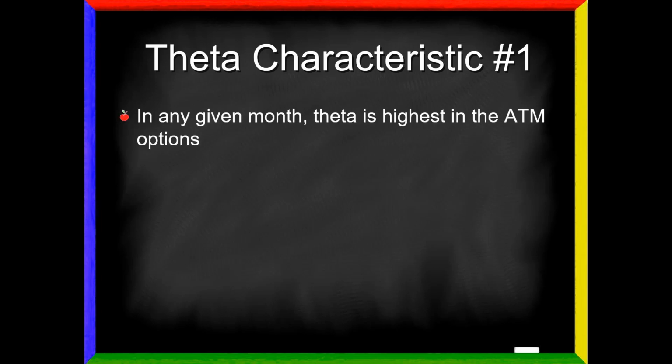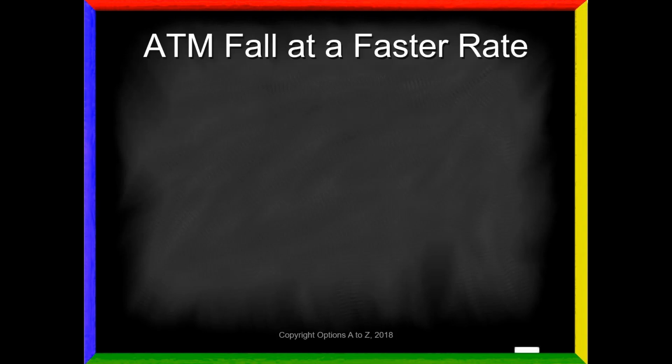Characteristic number 1, for any given month, theta is going to be the highest for the at-the-money options. Now, why is that? Well, at-the-money options fall at a faster rate. Visualize it. Let's say that we have an at-the-money option trading for $3. Because it's at the money, there's no intrinsic value. That's all time value. But we also have an in-the-money option. Yes, it's going to be a more expensive option. Might be trading for $10 or $12. But there's only $1 worth of time value.